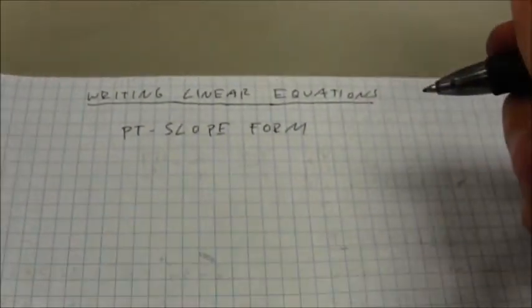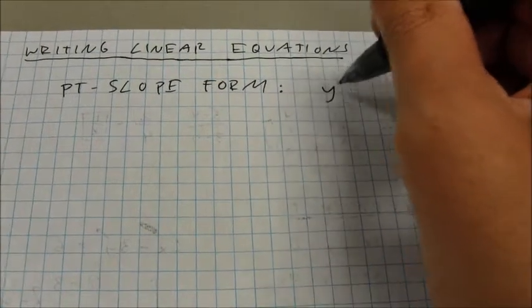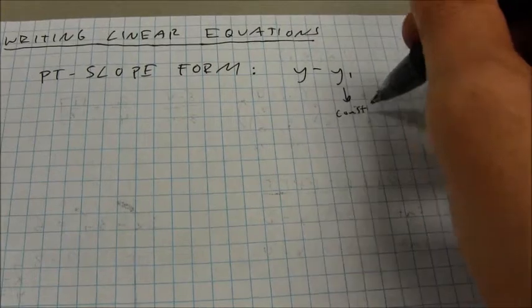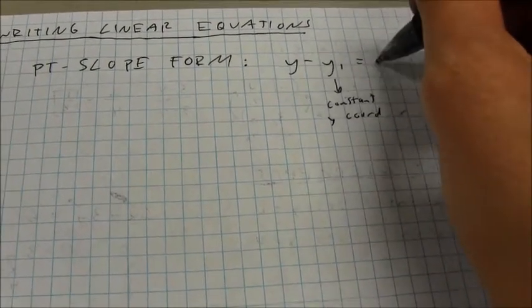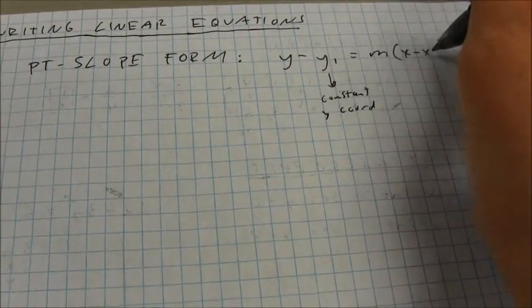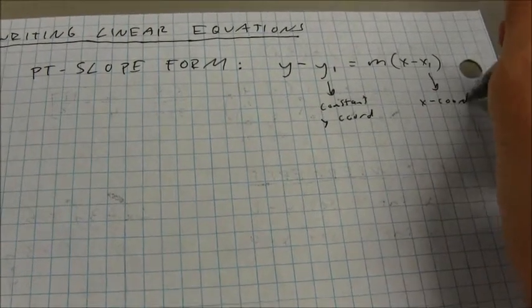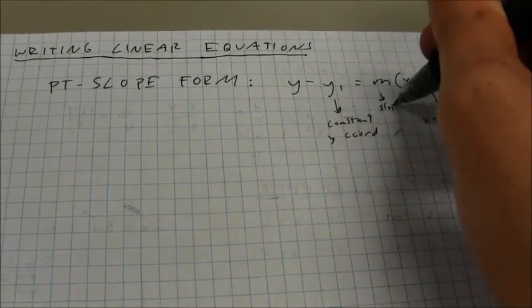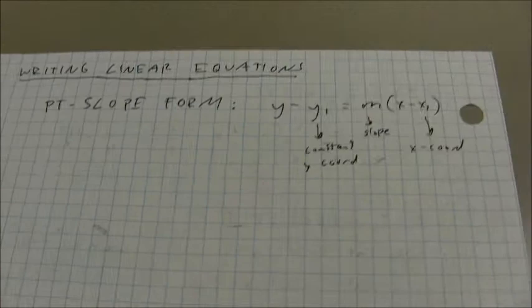Point-slope form comes from the equation for slope. It looks a lot like it just kind of moved around. The formula is y minus y1, where y1 is a constant y-coordinate, is equal to m, the slope, times x minus x1, where x1 is an x-coordinate. Basically I can put in my slope in the position of m and put in my x and y values for x1 and y1, and I'm going to have the equation of a line.